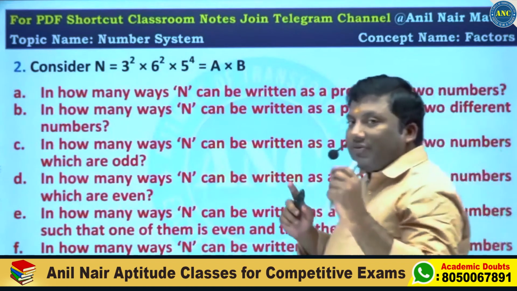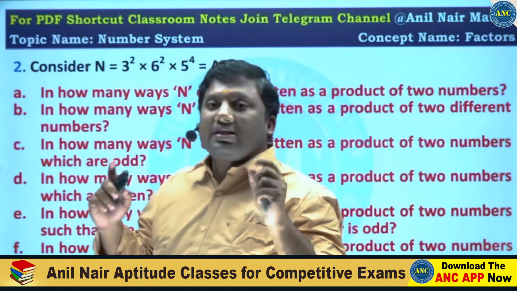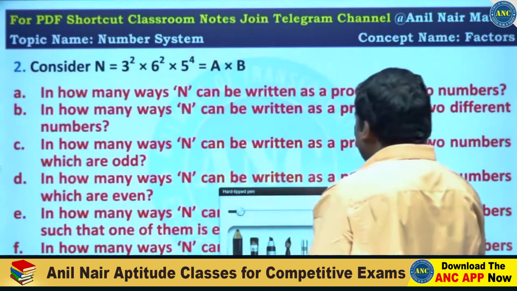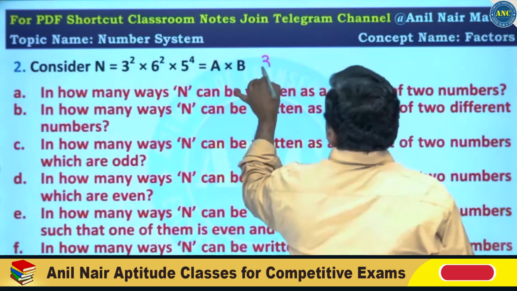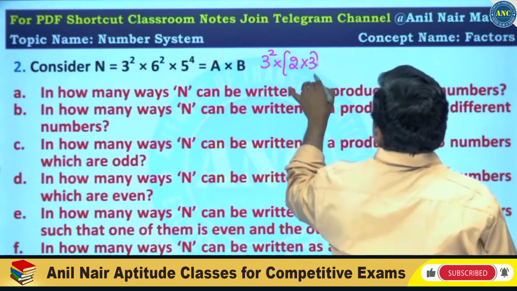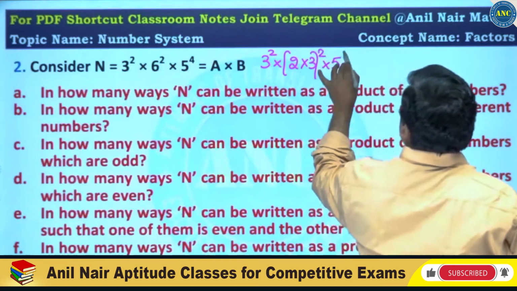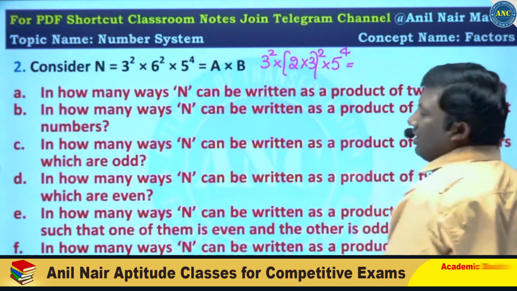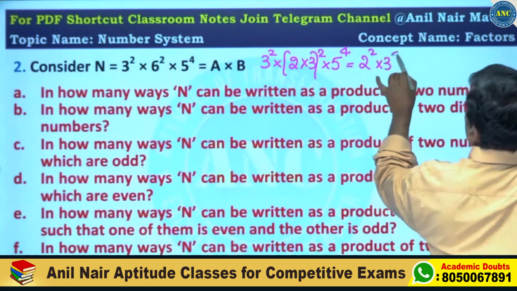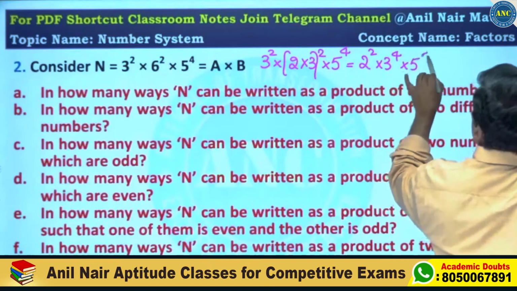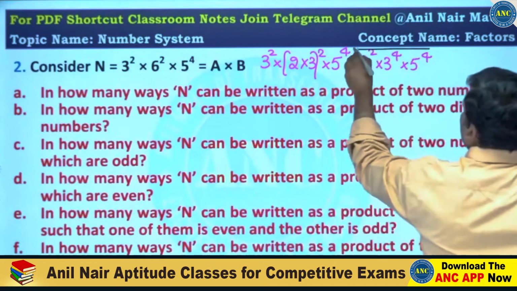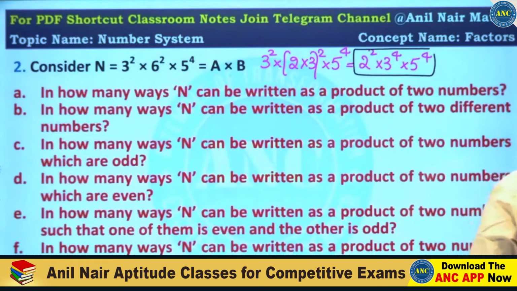First thing is the number should be written as a power of prime bases. So it is 3 square. 6 can be written as 2 into 3, and so this is 2 square into 3 power 4 into 5 power 4.